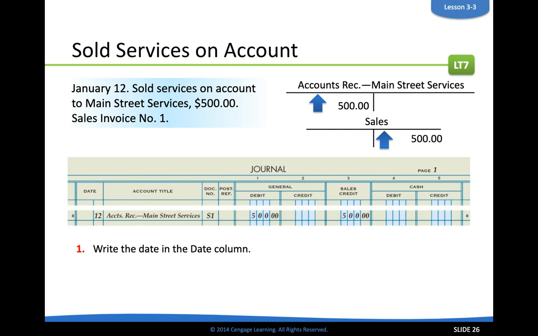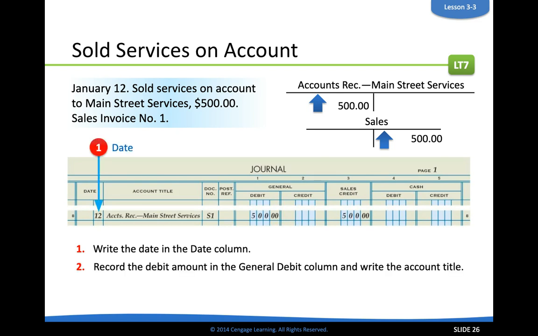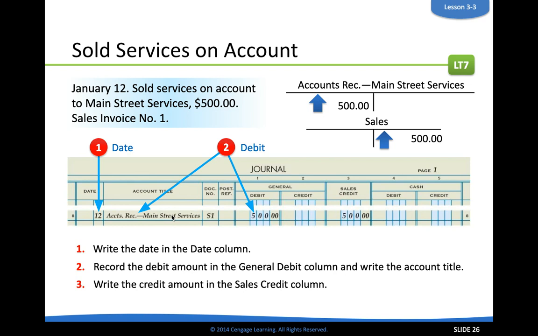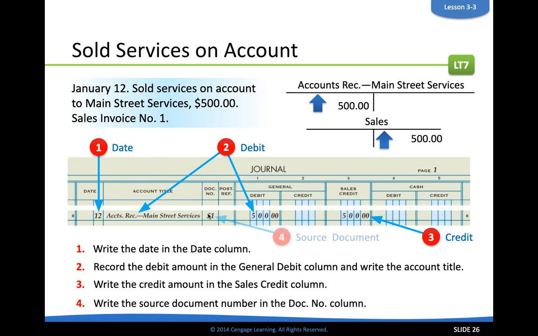Step one, what's our date? It happened on January 12th, so we're going to record the date there. Step 2, our debit is our accounts receivable account. And remember, again, we're back to the general category, so we need to record our debit under the general category for 500 and type in our account title, accounts receivable for Main Street Services there. Then record our credit. Our credit comes from sales, so we're going to record that under the sales credit, our special account column for $500. Our source document is from a sales invoice number 1, so we write S1 under the document number. And we are good with this transaction.